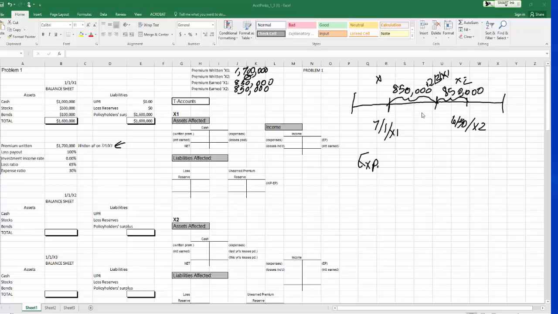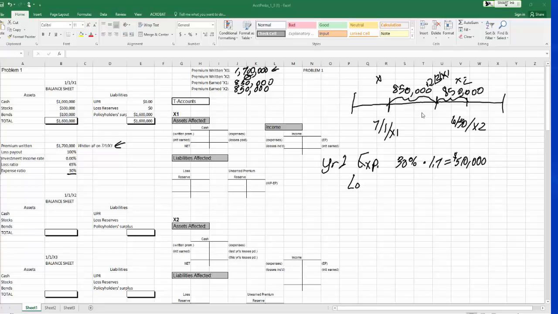We'll start with expenses. The expense ratio is 30%, and remember that expenses are a percentage of premium written. So if we multiply our 30% times our 1.7 million, that gives us $510,000 in expenses for year 1.